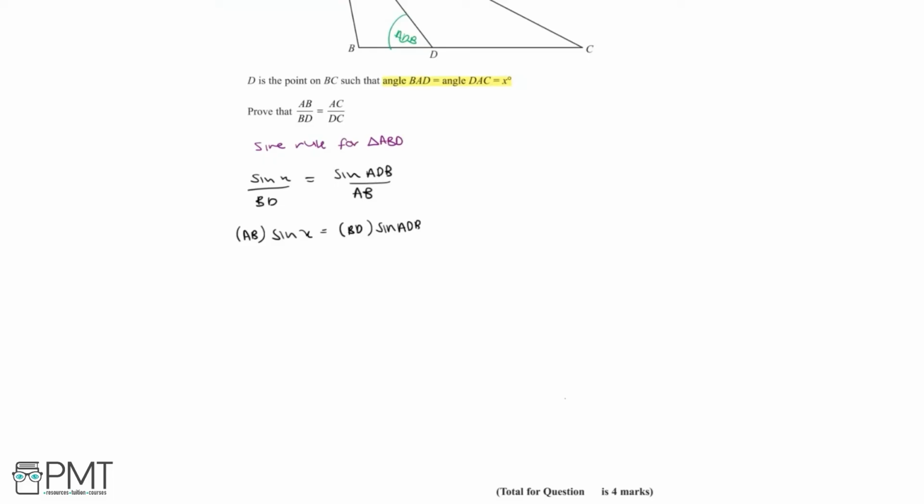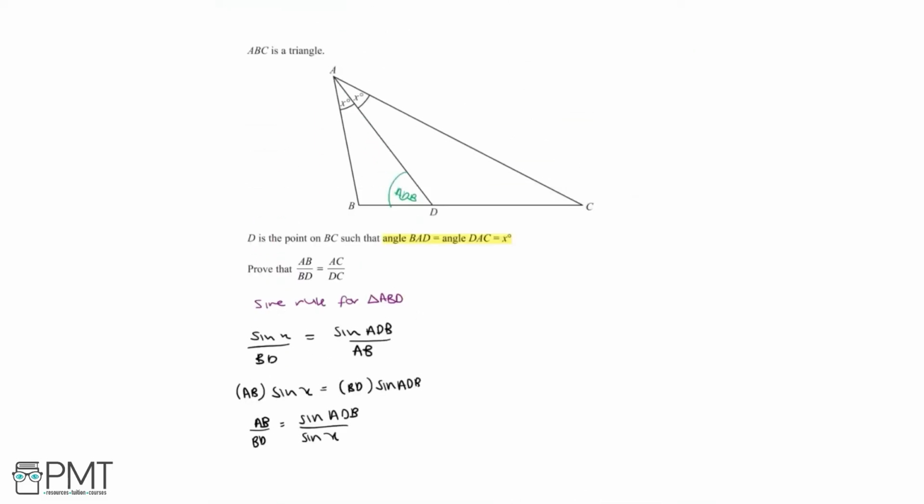Now to get AB over BD, we can divide both sides by BD and then divide both sides by sine x, which will leave us with AB over BD is equal to sine ADB divided by sine x. And so we have an expression for AB over BD. And so let's see if we can apply the same logic to triangle ACD.